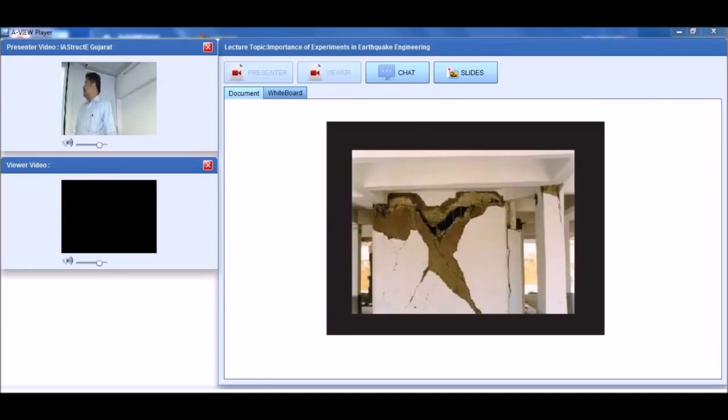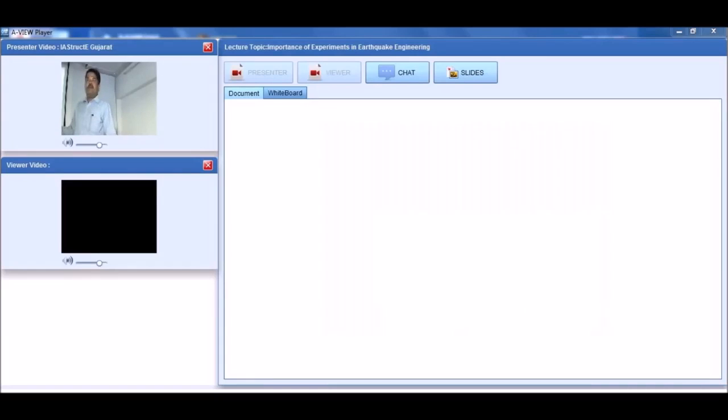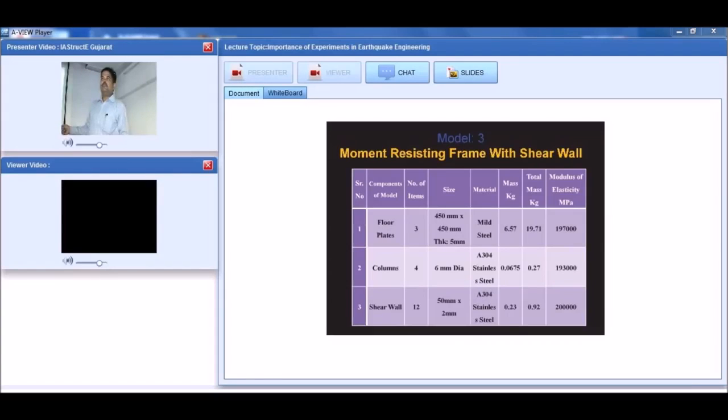Next. So the model which is developed to show this behavior, right? So this is the moment resisting frame with shear wall model that was developed. In which these are the dimensions which are given, which were used during the experiment. These are the floor plates, column dimension, shear wall. It is described.